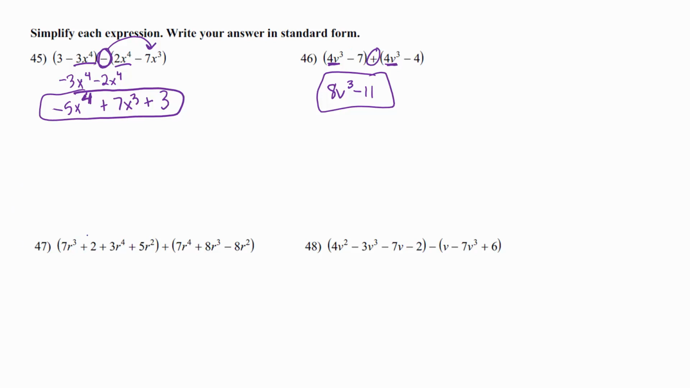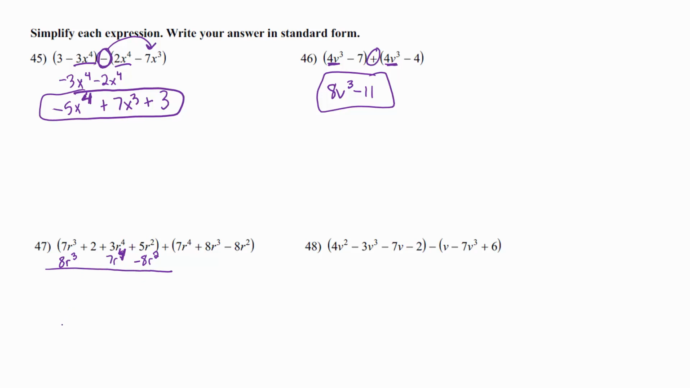So here, on 47, it may be a better way to do it is to write the second parentheses under the first strategically, like write the 7r to the 4th under the 3r to the 4th. Write the 8r cubed underneath this r cubed. Write the negative 8r squared under this r squared. And then when we add them, we want to put it in standard form.